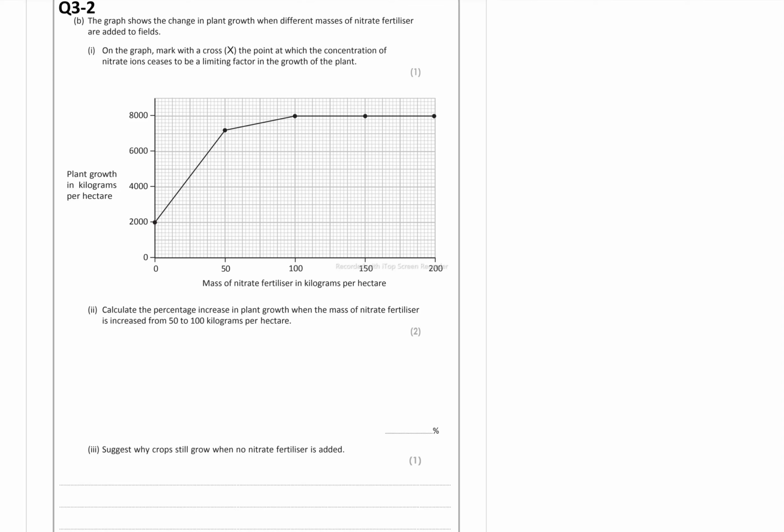3.2. On the graph, mark with a cross. Right, limiting factors. Have we done that?